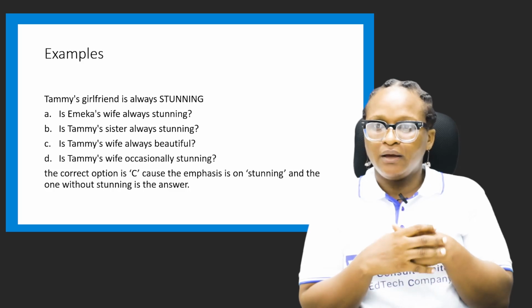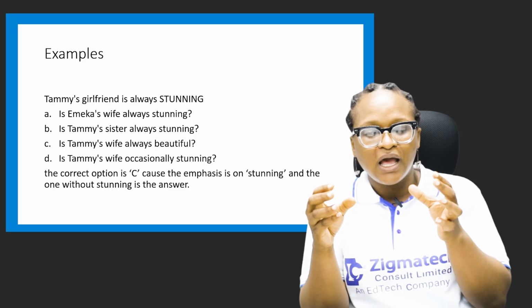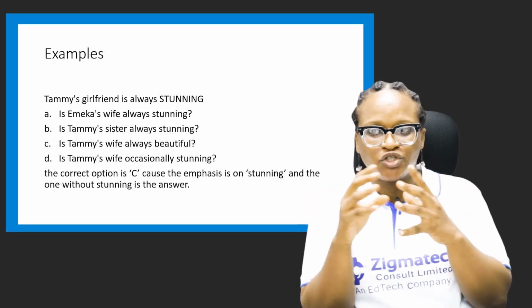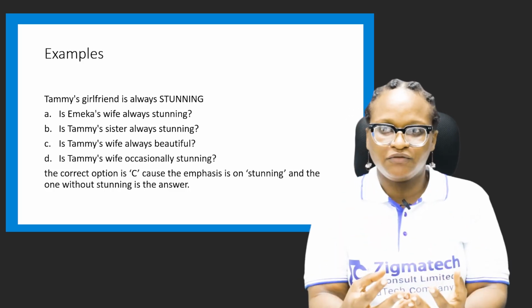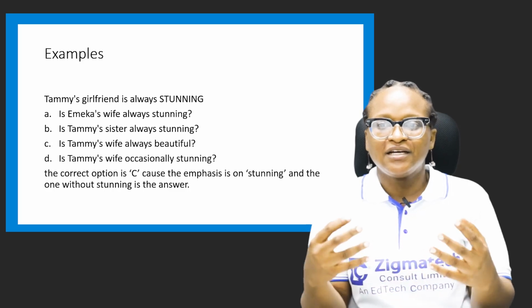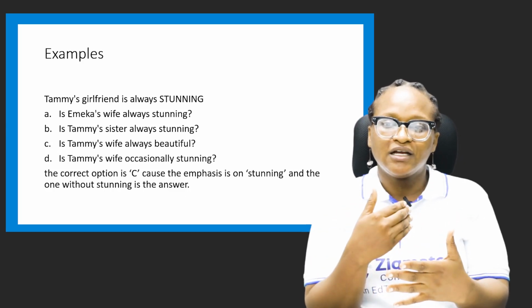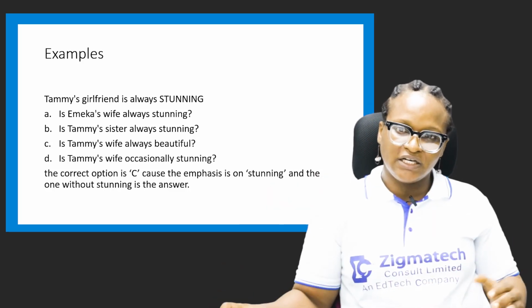C. Why? Because the emphasized word is stunning, and I have stunning in all other options except option C, which replaced stunning with what? Beautiful. Remember what I said? The word written in capital letter is the one that you will look out for, the option that doesn't contain it.